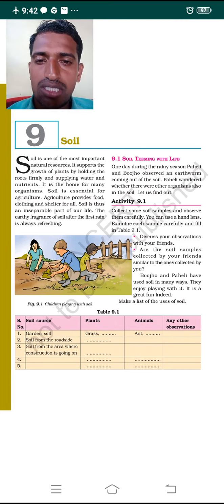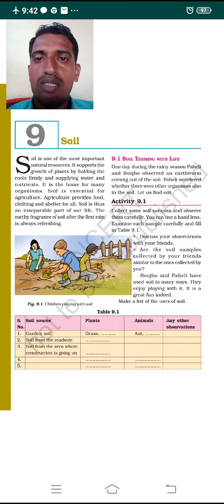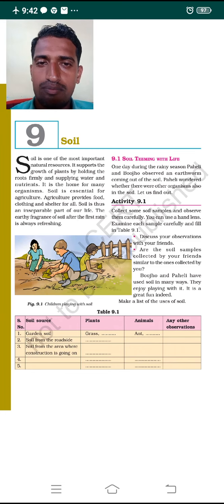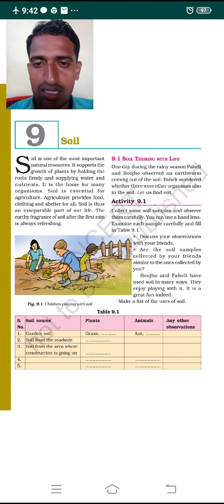Soil is essential for agriculture. This is very important, because most of us are the children of farmers, so we are much familiar with the soil. Land with good soil can give a good crop. Fertile soil can yield a good crop. Hence soil is most essential for agricultural purposes.